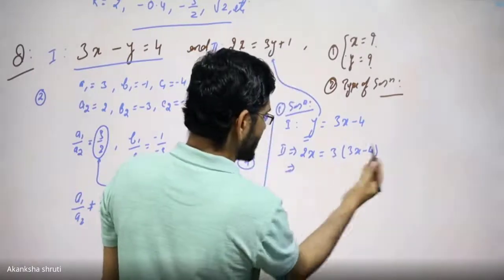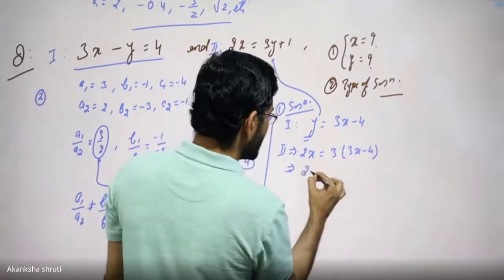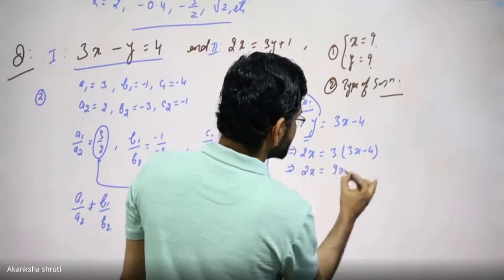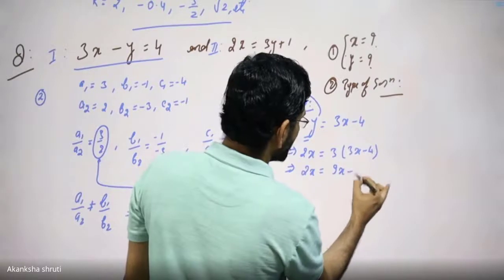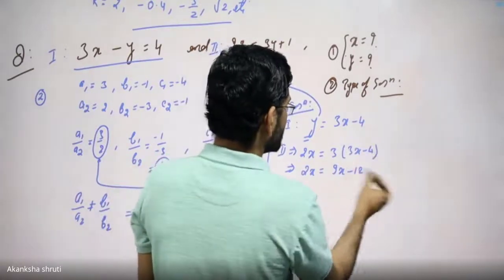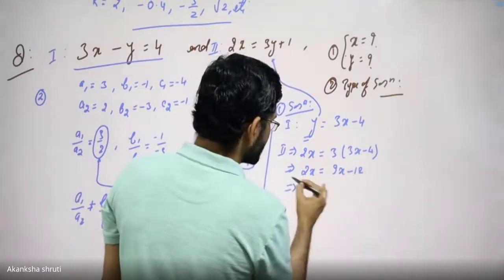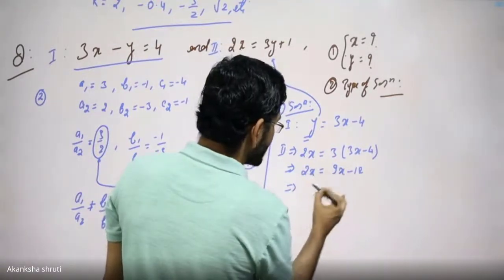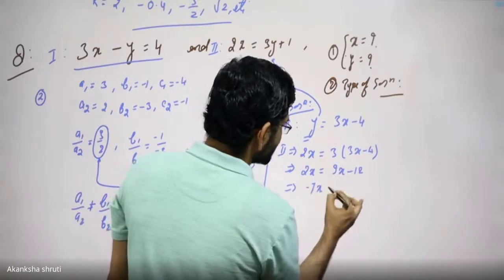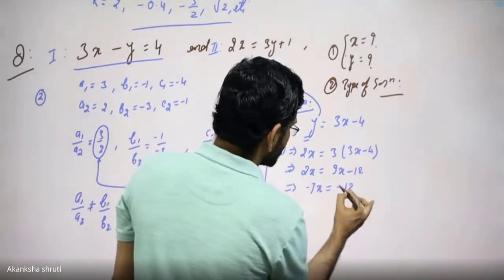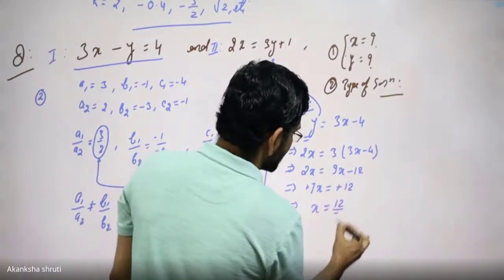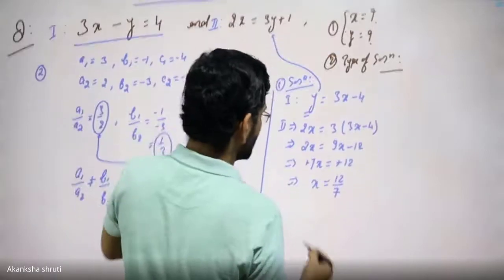It's very easy. Now it gets converted into a linear equation in one variable. 3 3s are 9x minus, 4 3s are 12. Student, we may bring this to this side. 2 minus 9 is minus 7x is equal to minus 12. The minus can be cancelled. So x is 12 by 7. This way the value of x is calculated.